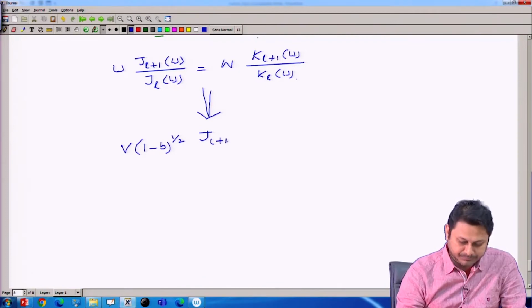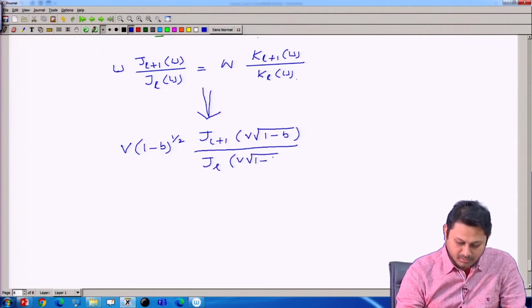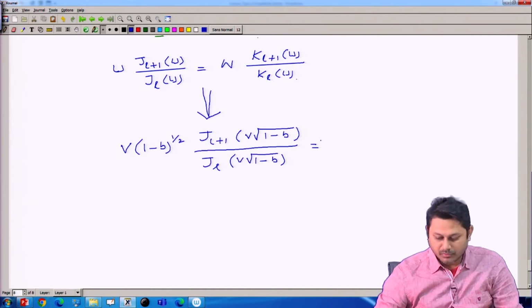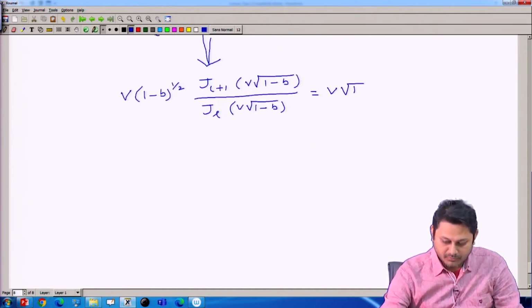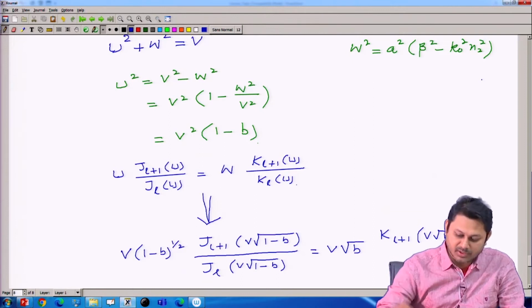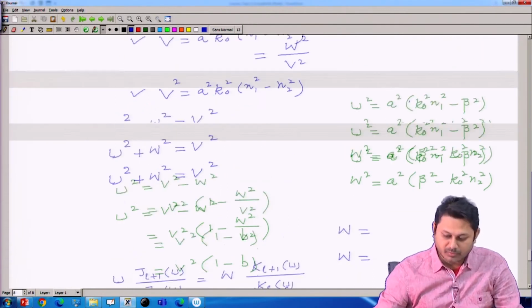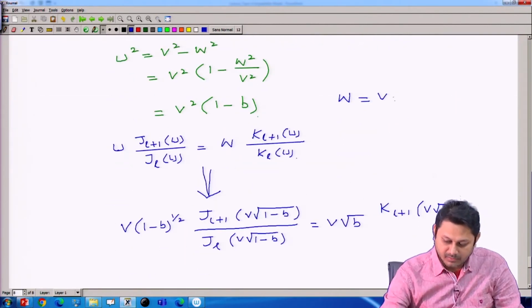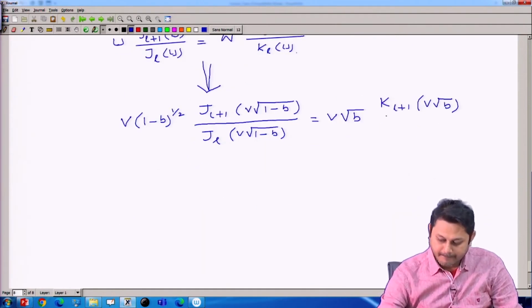J L plus 1, then I write v in the argument, it is 1 minus b, then J L again I have v 1 minus b, equal to v root over of b, then K L plus 1, in the argument I should write v root over of b, because my w, so u is this quantity and my w from here is v root over of b. And K L v root over of b.